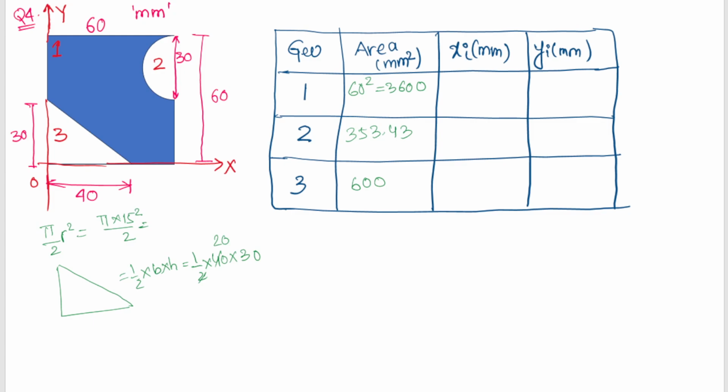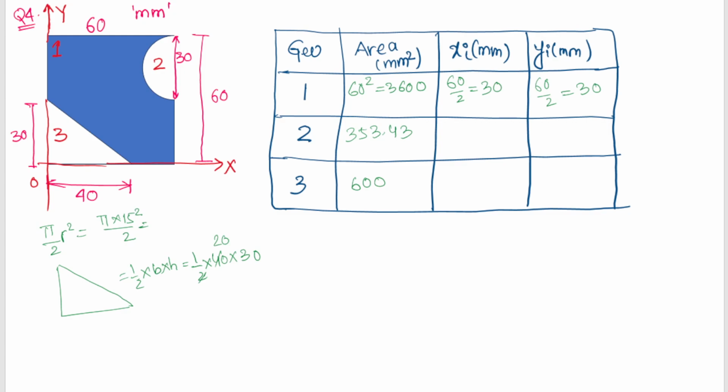Now x1, the location of the centroid for the square. In x direction, it is definitely lying at half of the distance, which means 60 by 2 is equal to 30. Y bar similarly, in contact with the axis, is half of the distance, which is 60 by 2 is equal to 30.